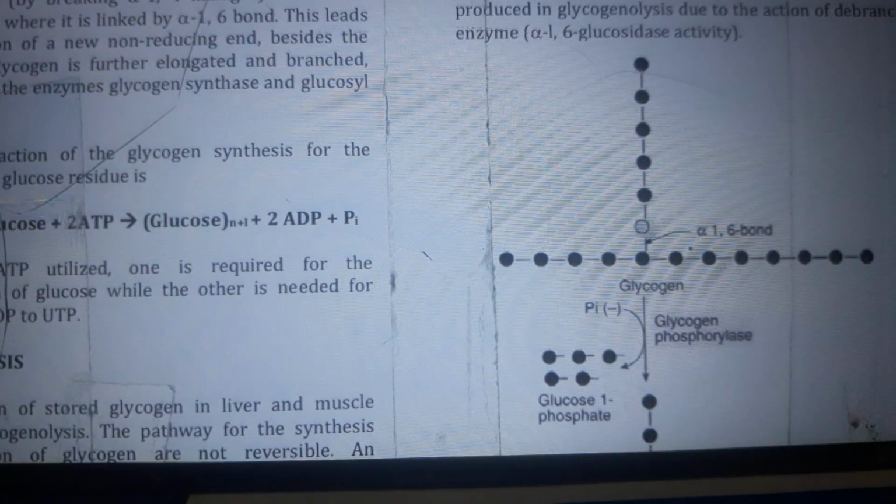In the peripheral tissues, glucose 6-phosphate produced by glycogenolysis will be used for glycolysis. It may be noted that though glucose 6-phosphatase is absent in muscles, some amount of free glucose, 8 to 10% of glycogen, is produced in glycogenolysis due to the action of the debranching enzyme alpha-1,6 glucosidase activity.